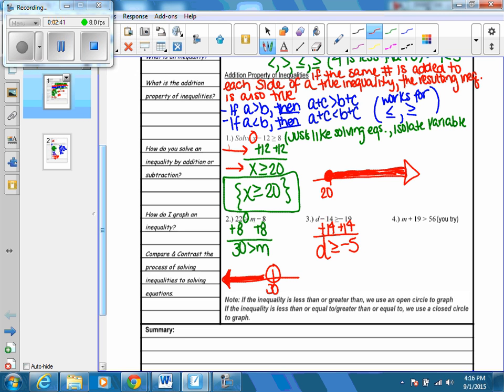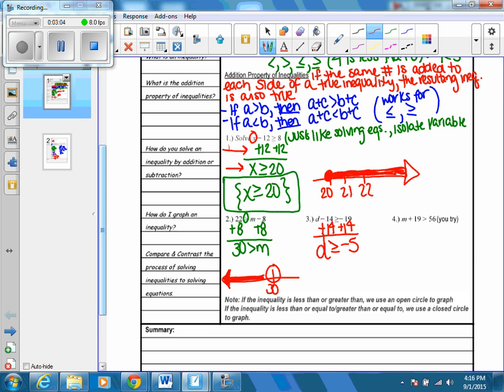When I'm graphing, I'm going to make a number line like I did here. So I have 20, and let's imagine 21, 22, and all that stuff is there and so on. All the numbers that are greater than 20 or equal to 20 are going to be graphed. So that's what my graph should look like: a closed circle and an arrow for everything greater than and equal to 20.